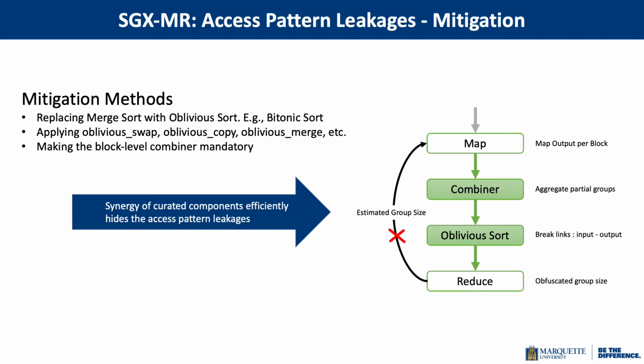To protect the in-enclave access patterns, we leverage oblivious operations even in the enclave. We apply oblivious swap, copy, and oblivious merge to protect the in-enclave access patterns. Also, we made the block level combiner mandatory to protect the group size in the reduce phase. Finally, the synergy of the curated components hides all the access pattern leakages efficiently. So we protect the relative order by protecting the sorting, we protect the in-enclave access patterns, and also we protect the group size of the reduce phase.